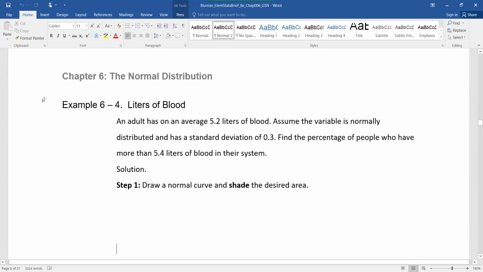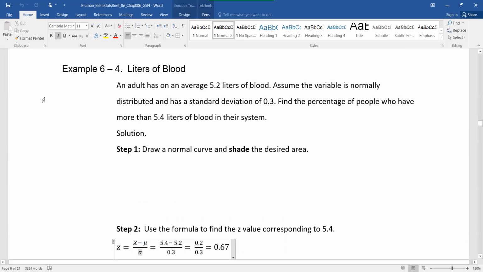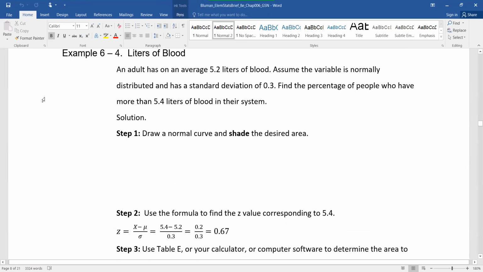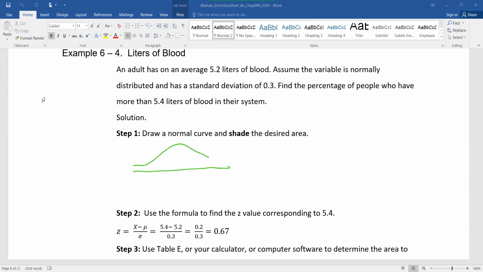Our example 4 here is liters of blood. It says an adult has an average of 5.2 liters of blood. Assume the variable is normally distributed and has a standard deviation of 0.3. We're going to find the percentage of people who have more than 5.4 liters of blood in their system. First, we draw a normal curve and shade the desired area. So here we go. That's the first step for every one of them.